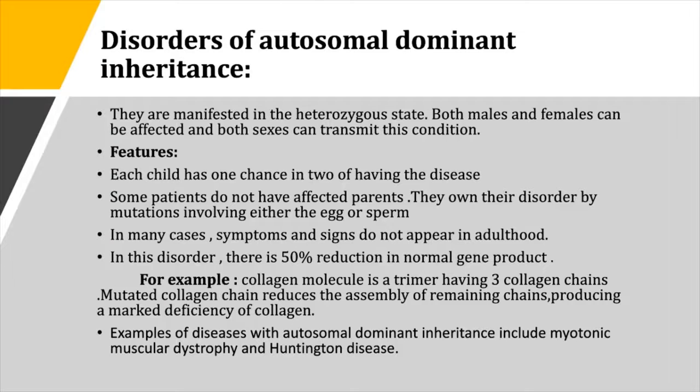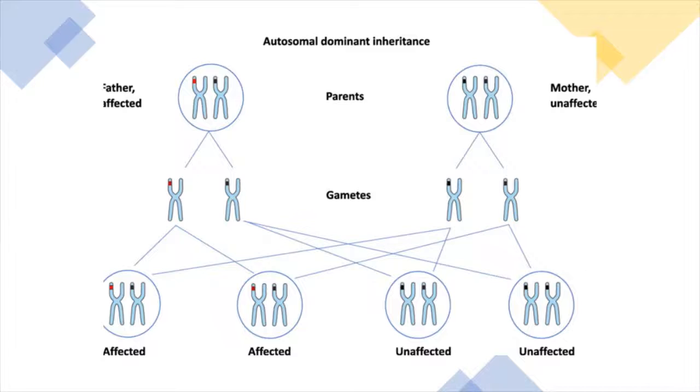There may be some cases where the patients do not have affected parents, because they acquire the disorder by mutations involving either the egg or the sperm. In many cases, the symptoms do not appear until adulthood, and there is a 50% reduction in the normal gene product. For example, the collagen molecule is a trimer, meaning it has 3 collagen chains. If there is 1 mutant chain, it will reduce the assembly of the remaining chains, producing a marked deficiency of collagen. Examples are myotonic muscular dystrophy and Huntington disease.